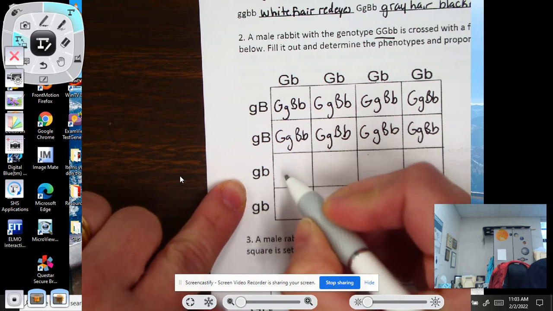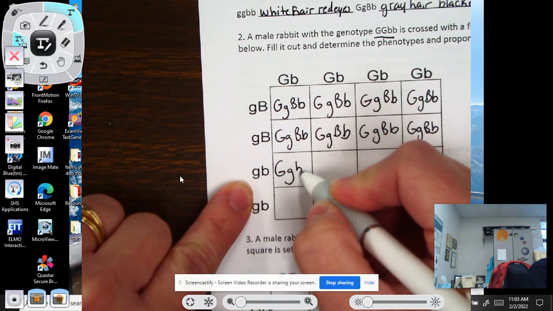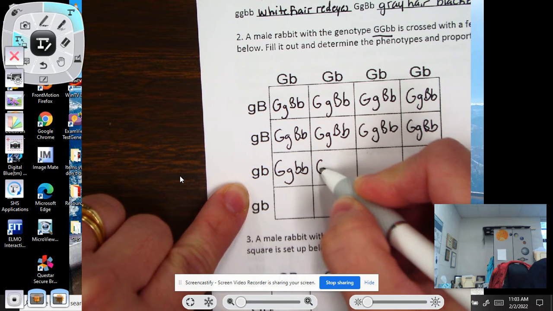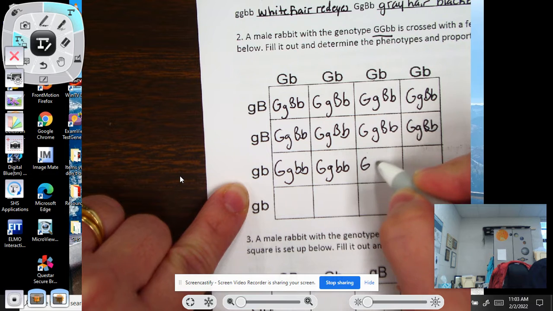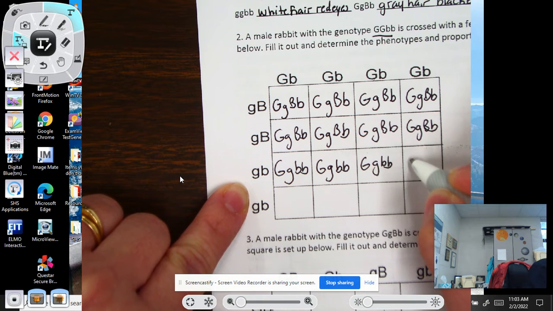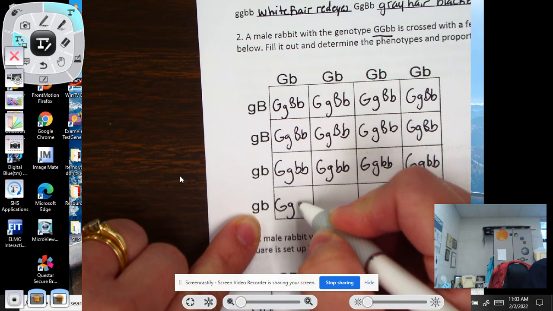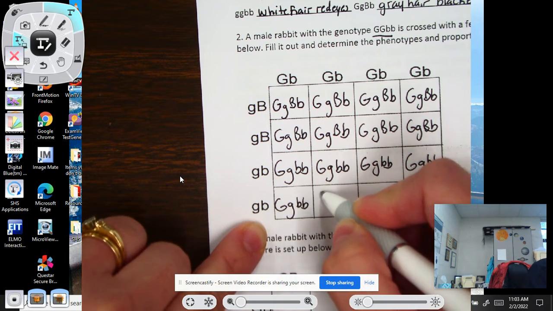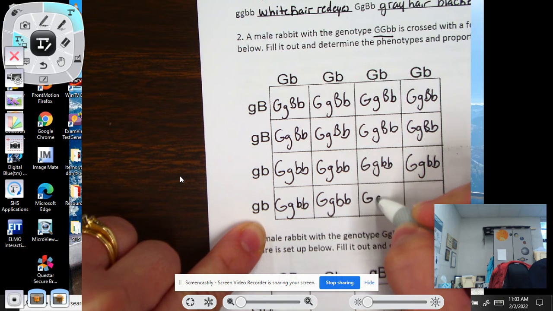Okay. And then these two will be similar. You're thinking to yourself, do I have to fill all of them out? Yes, in the beginning. When we get better at stuff, we can use our brain a little bit more.